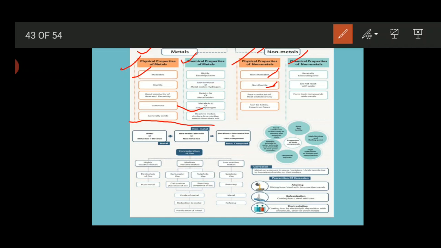Chemical properties of non-metals: generally they are electronegative in nature, which means they have a tendency to attract or gain electrons. They do not react with water. They form ionic compounds whenever they react with metals. Whenever they react with non-metals, they form covalent compounds.